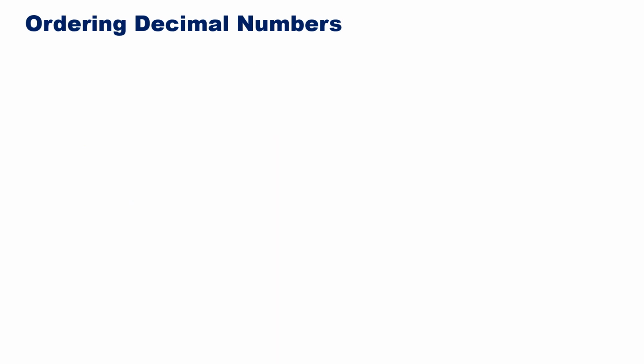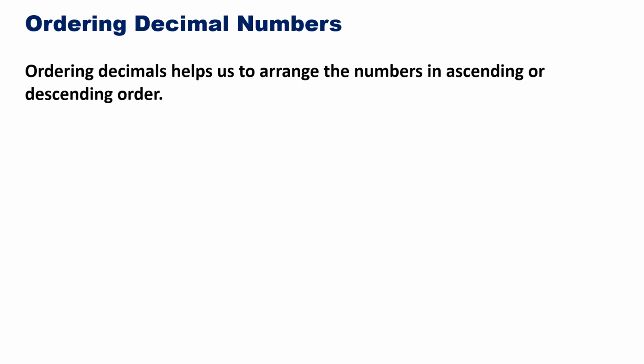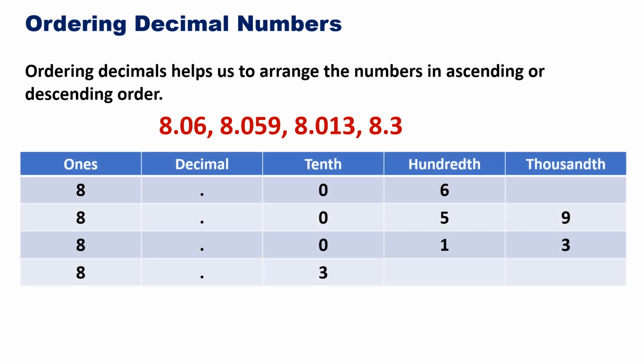Now ordering decimal numbers. Ordering decimals helps us to arrange the numbers in ascending and descending order. Ascending means the numbers increase from smaller to bigger, and descending means the numbers start from greater to smaller. So we have 4 numbers here: 8.06, 8.059, 8.013 and 8.3. So here we'll calculate each digit so that we'll come to know which number is greater than the other. For that, first we'll draw the chart.